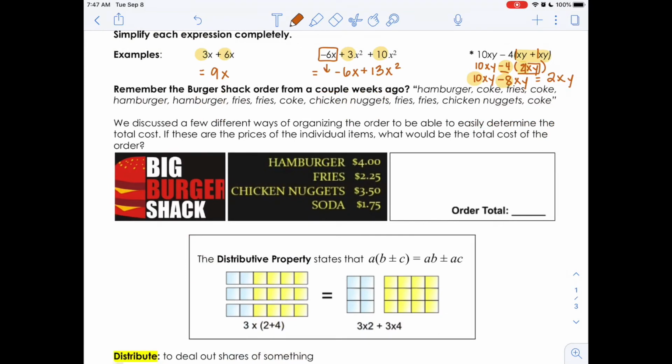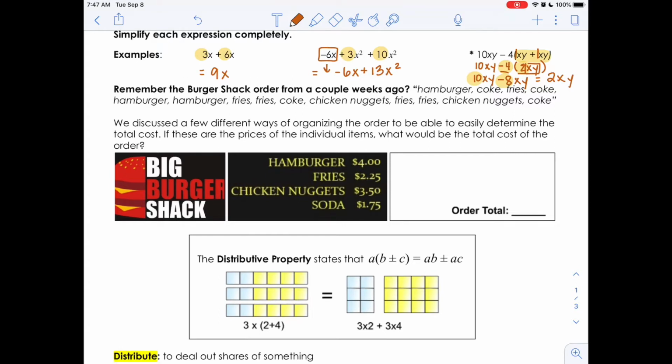All right, so we're going to revisit this situation that we took a look at a couple weeks ago. Do you remember the Burger Shack order from a couple weeks ago? We watched a video where a guy called into Burger Shack, and he said he was placing an order for a party, and then he just started listing off items: hamburger, Coke, fries, Coke, hamburger, hamburger, fries, fries, Coke, chicken nuggets, fries, fries, chicken nuggets, Coke. So we discussed a few different ways of organizing the order to be able to easily determine the total cost.